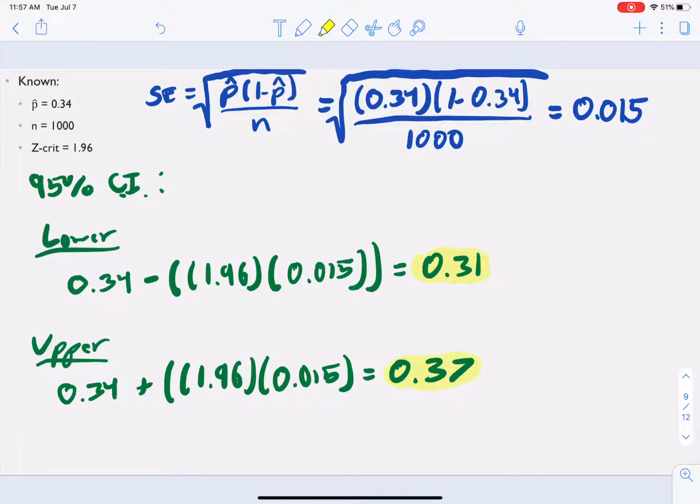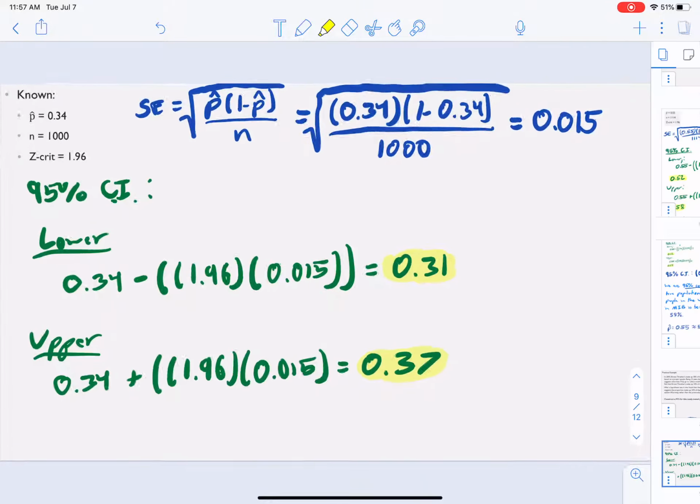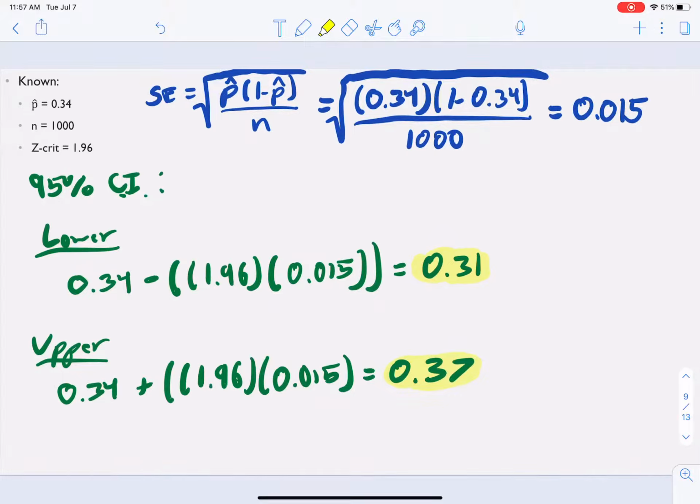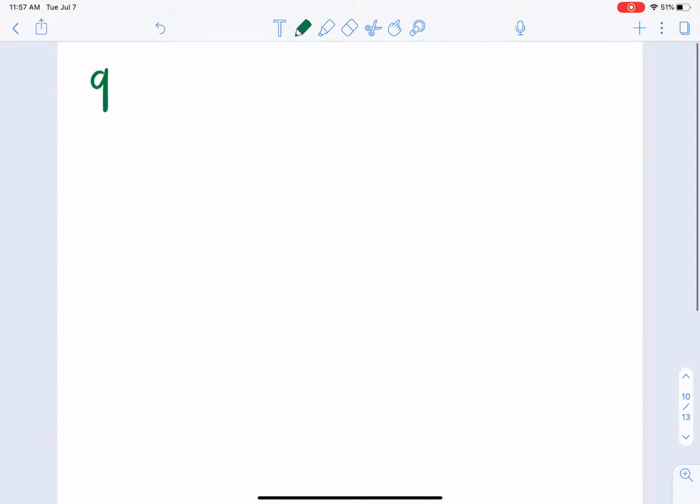Very cool. So let me crank out another blank page here. So our 95, let me zoom it in.